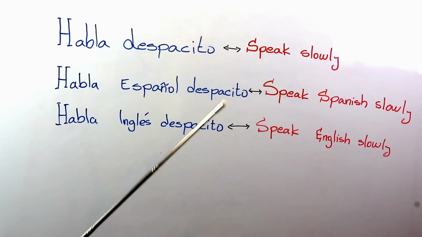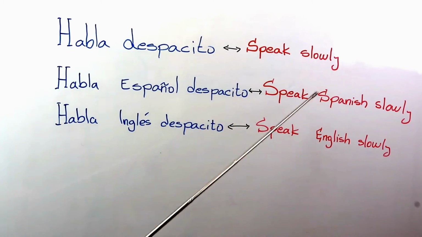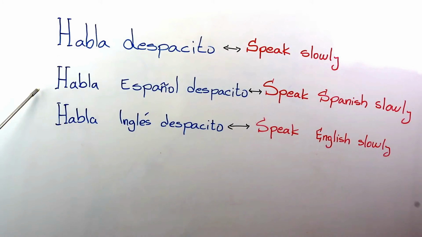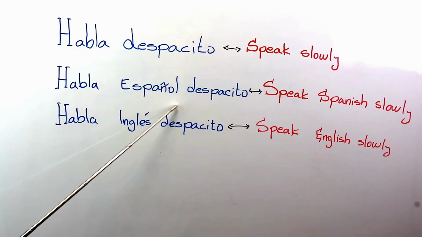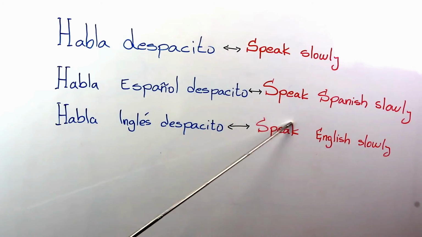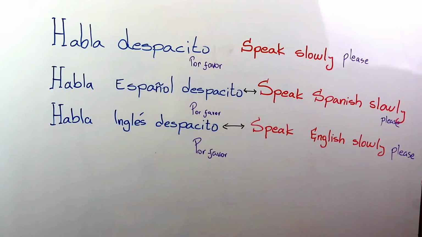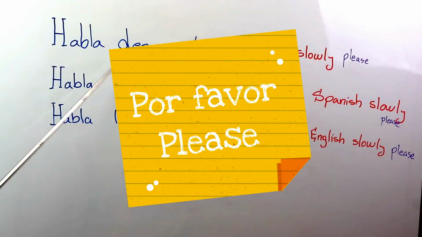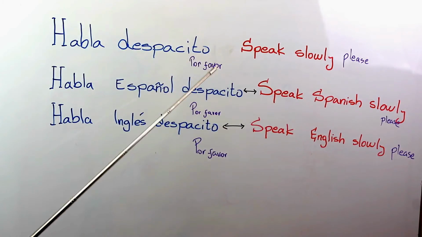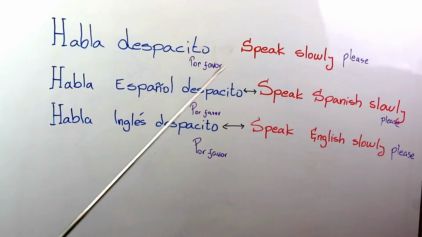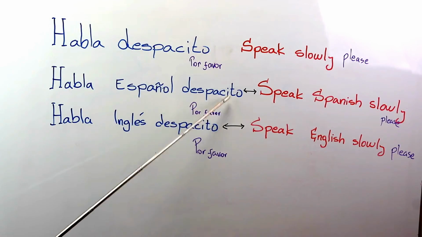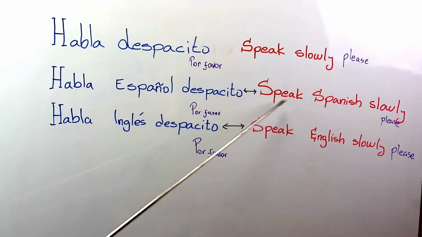Okay, let's move on. If you want to be more specific in relation to what language you want to hear spoken slowly, you can say, habla español despacito. Speak Spanish slowly. So, as we already mentioned, by adding the word por favor, we actually request the person to speak slowly in a polite manner. It doesn't come across as a command. So, next one. Habla español despacito, which means speak Spanish slowly.